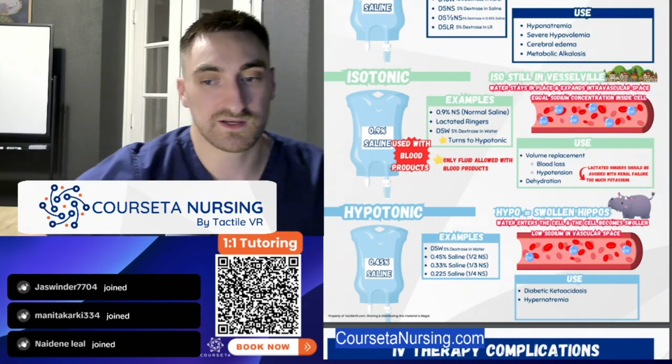So hypertonic IV fluids, think hyper children stay outside. So you guys remember, all of these relate to what it's doing to the cell, right? So iso, still in the vessel wall. Iso means same, so it doesn't do anything to your cell. Hypo, it's close to the word hippo. Hippos are swollen and fat. So what does it do to the cell? It makes it swollen and fat.